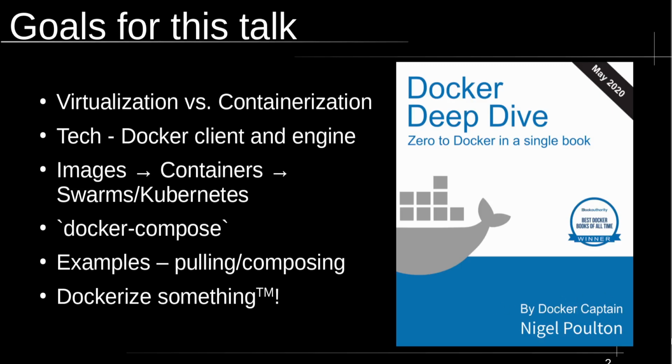So let's just talk about some goals. We'll talk a little bit about virtualization and how that applies to containerization or how it's different. We'll look at the technology between the Docker client and the engine and what that engine is comprised of. We'll talk about images a little bit more. Containers kind of briefly. We'll talk about how images are applied to containers and how containers can be used in clusters such as Swarms or Kubernetes. We'll talk a little bit more about Docker Compose and how that helps us. And then we'll just do a couple of really simple examples.